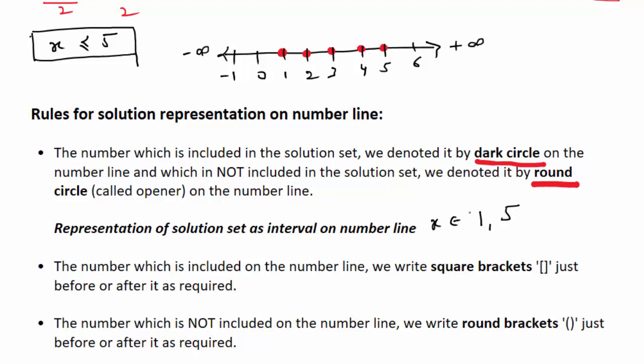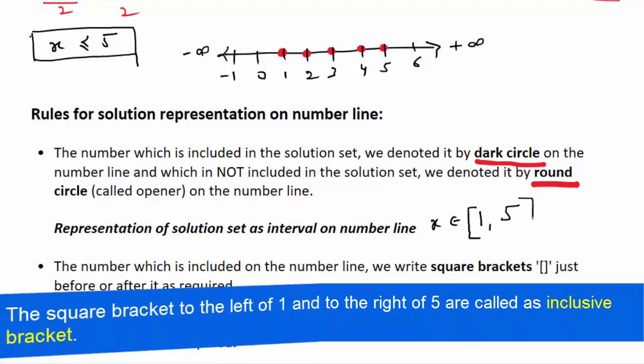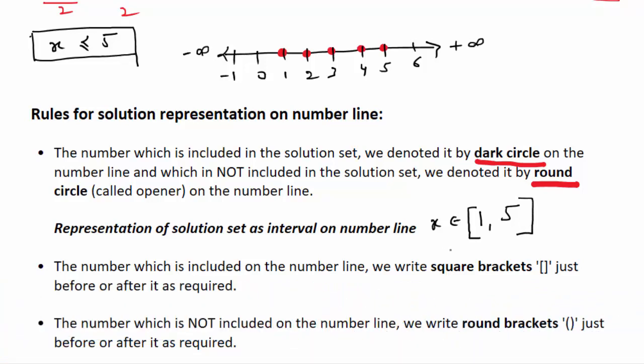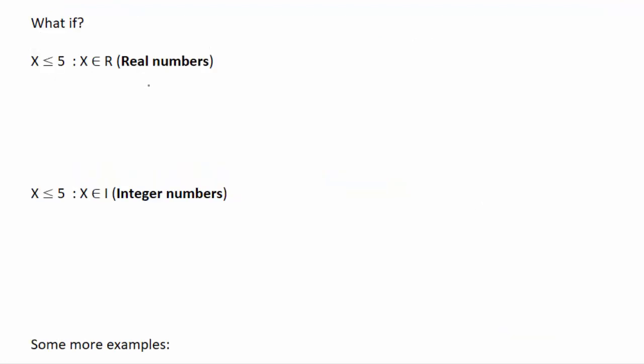5, and since both the numbers, 1 is included in the number line and 5 is also included in the number line, we will put square brackets on them. And if these numbers would have not been included in the number line, we would write round brackets near them. In the above example, we assume that x is a natural number. Let's assume what if x would have been a real number.